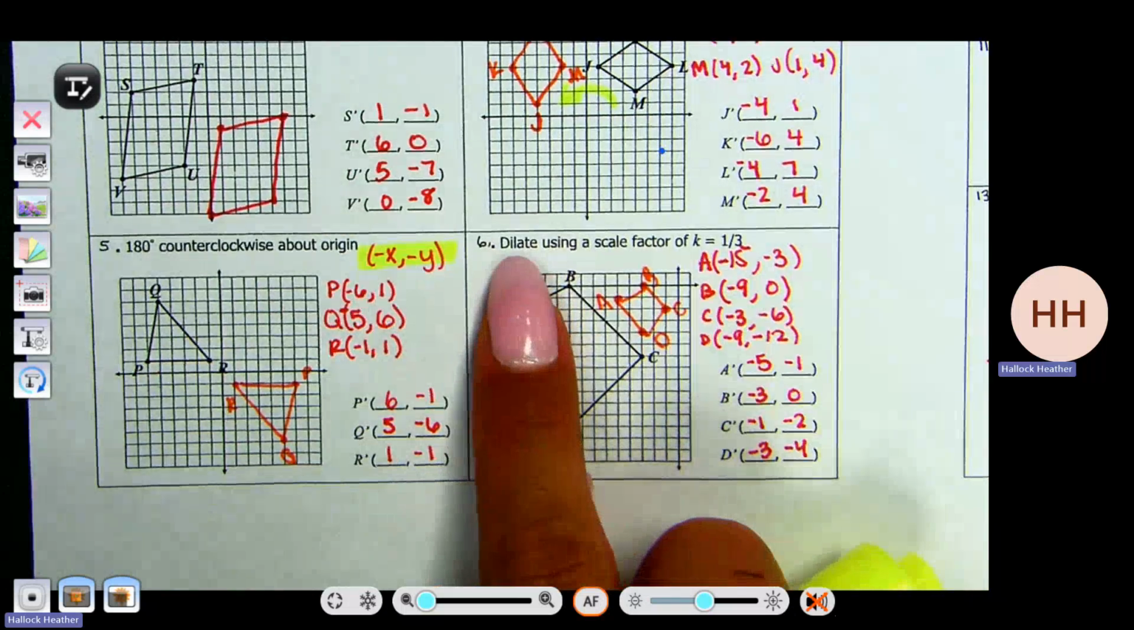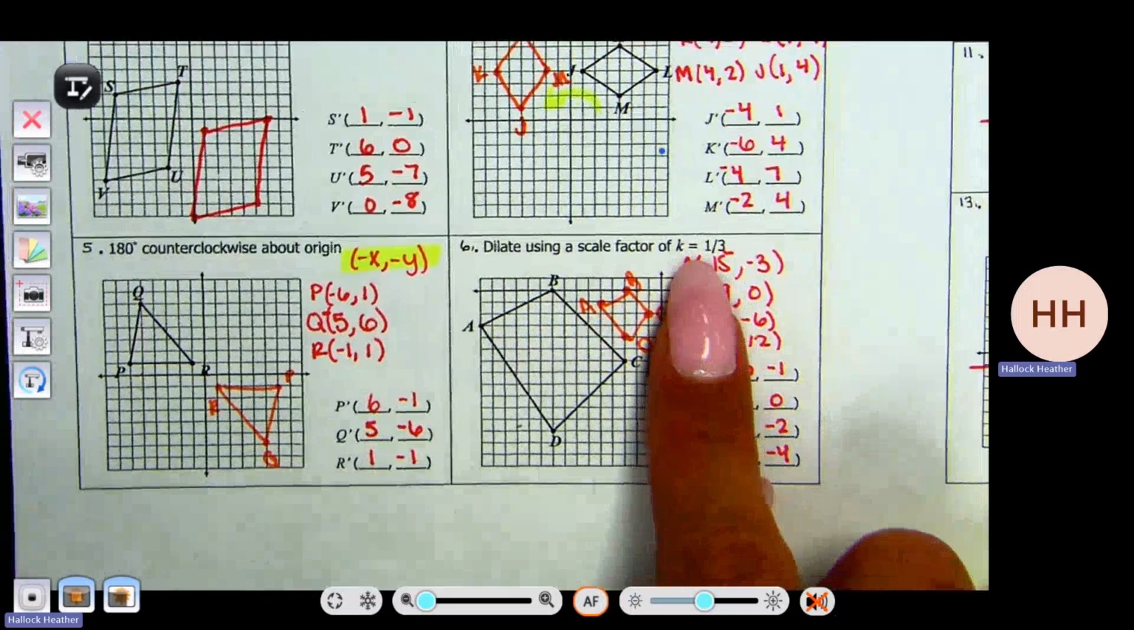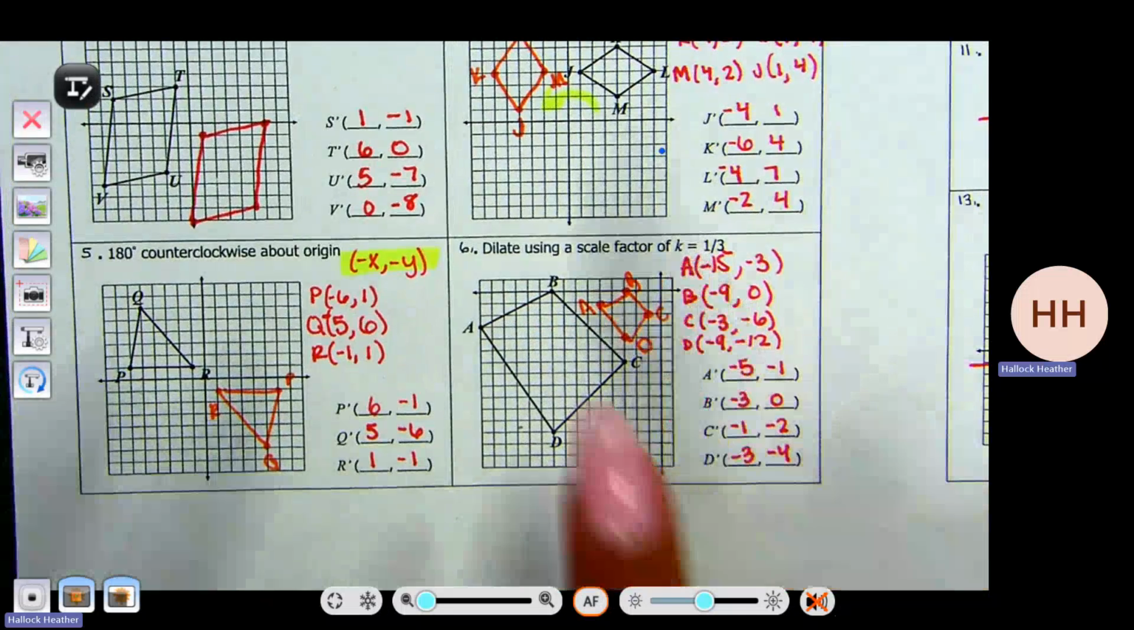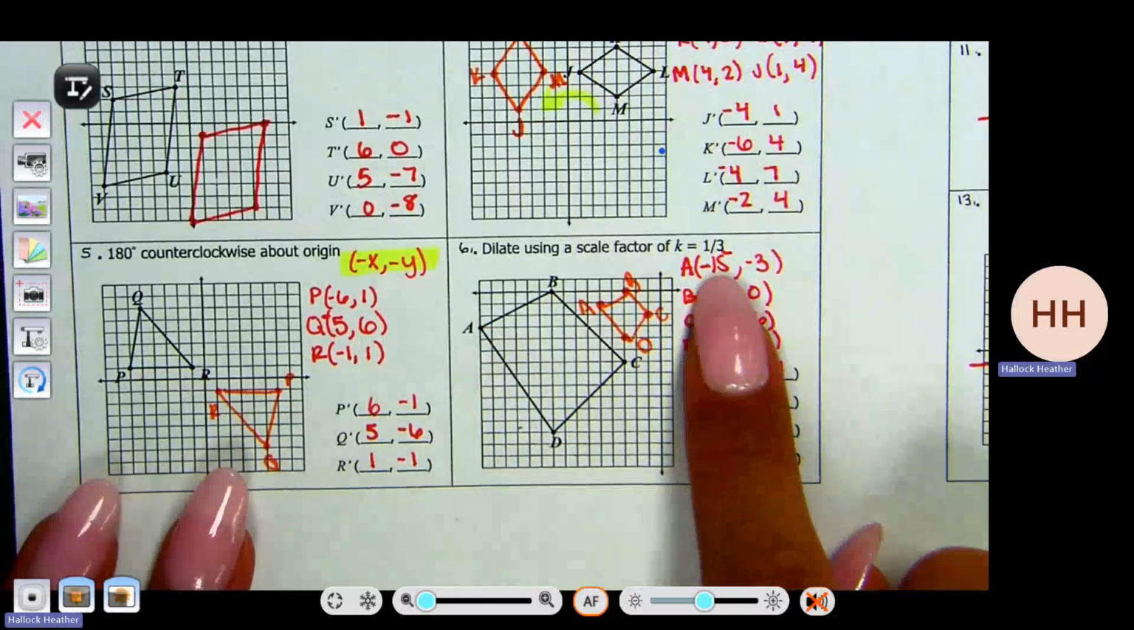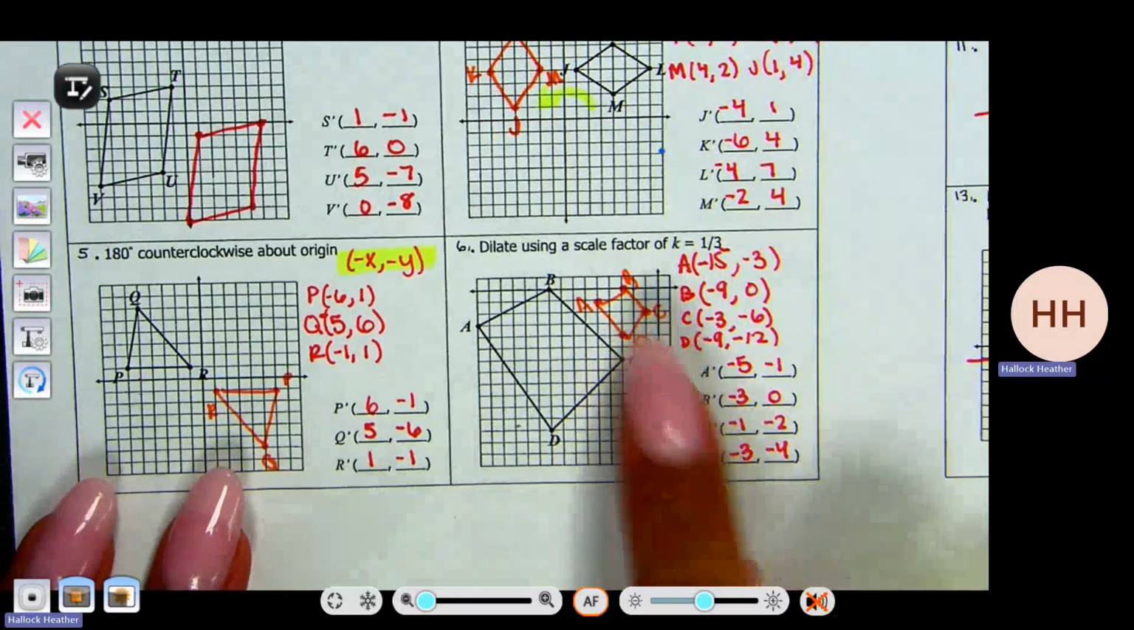Dilate is to change the size of the shape. So you have a scale factor of 1/3. So it's getting smaller. All you're doing is multiplying every single coordinate point by 1/3. So it's going to get itsy bitsy.